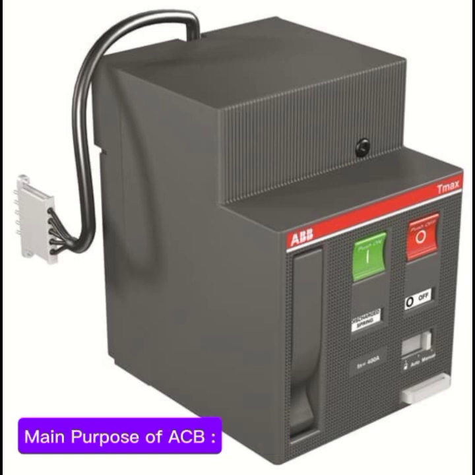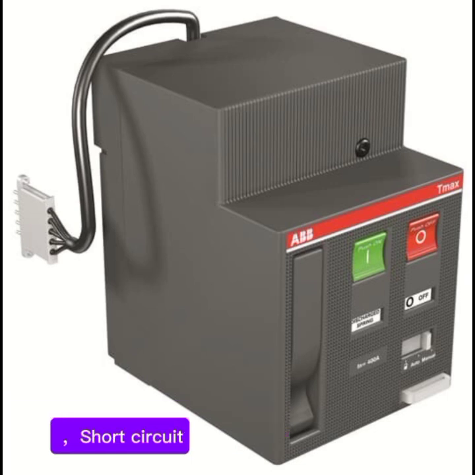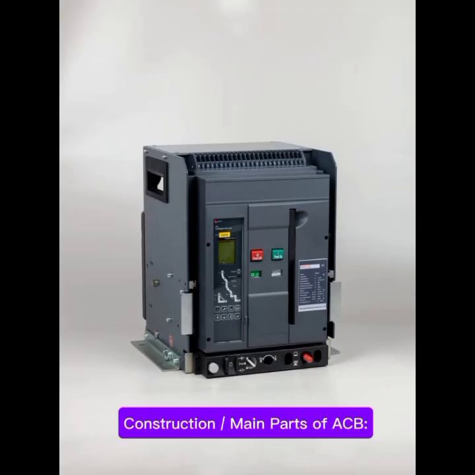Main purpose of ACB. The main purpose of ACB is to protect electrical systems from overload, short circuit, earth fault, under voltage, over voltage, power failure. It protects equipment like motors, transformers, cables, bus bars, generator systems.